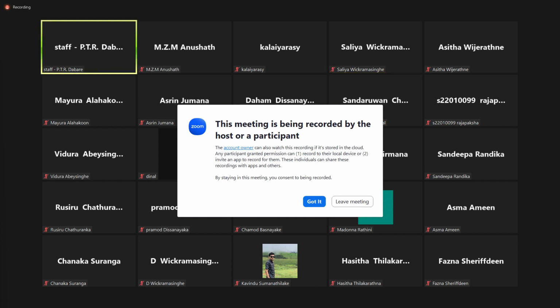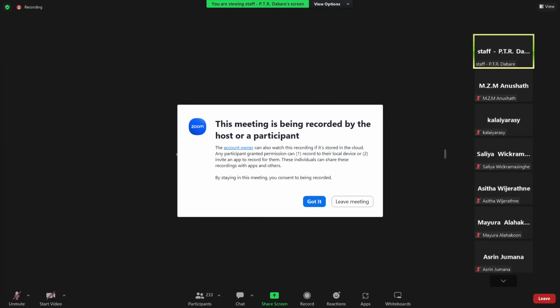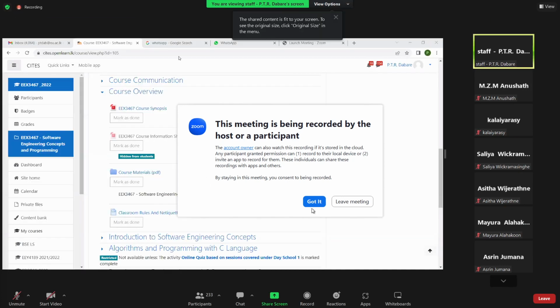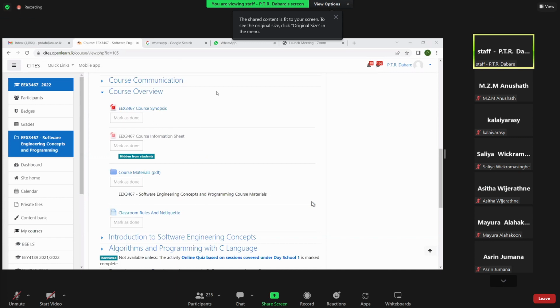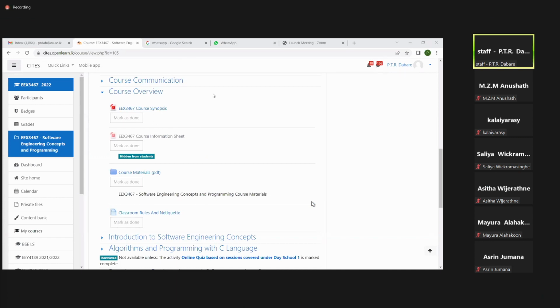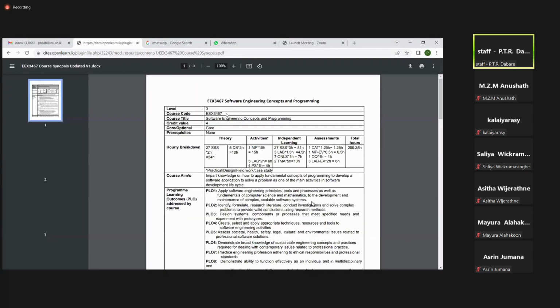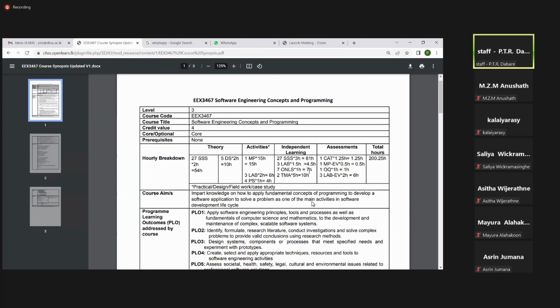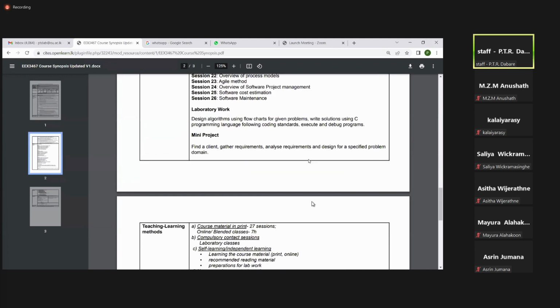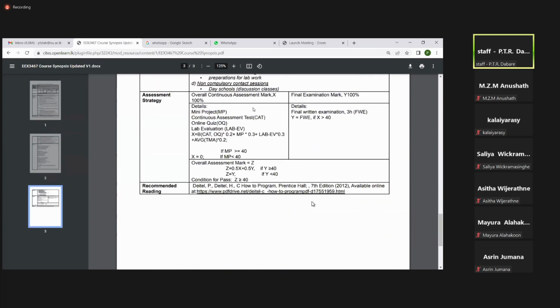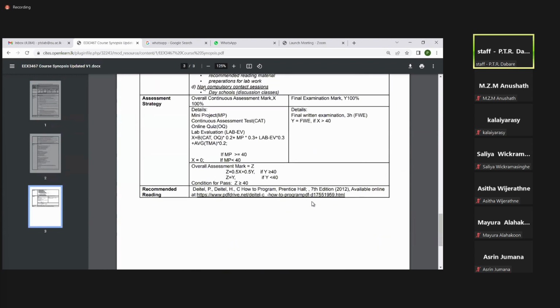Okay, students, so I welcome you all to the mini project discussion. First of all, I'm going to highlight the importance of carrying out this mini project for this course. Now, if you check the course synopsis of this software engineering concepts and programming course, you'll understand that, let's move to this place, the mini project.